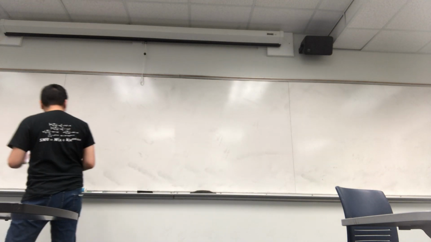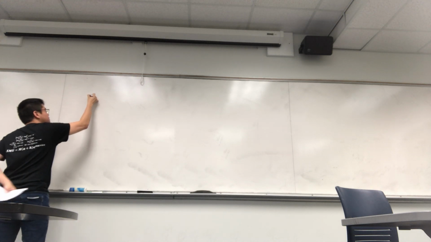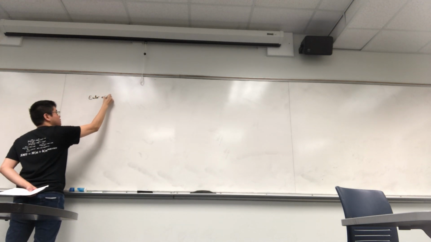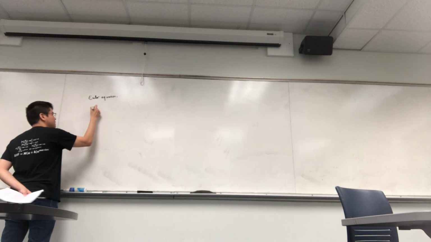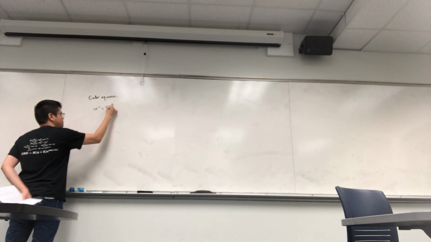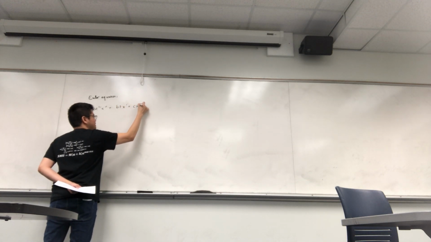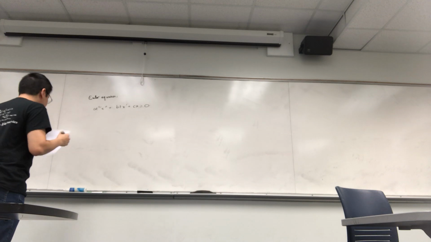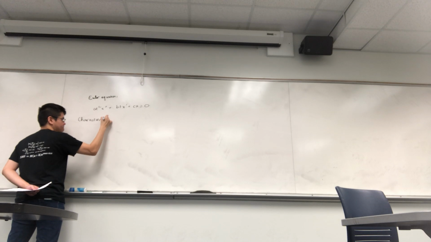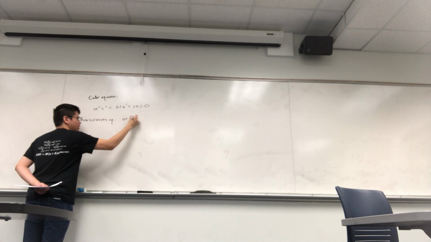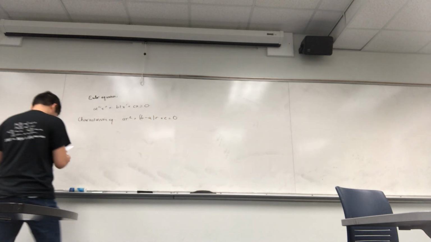So in the last class, we were trying to solve the Euler equation. All right, the Euler equation has the following form: a t squared x double prime plus b t x prime plus c x is 0. The characteristic equation is a r squared plus (b minus a) r plus c is equal to 0.